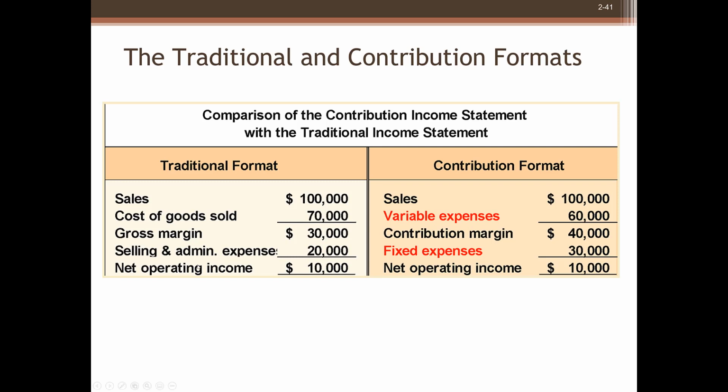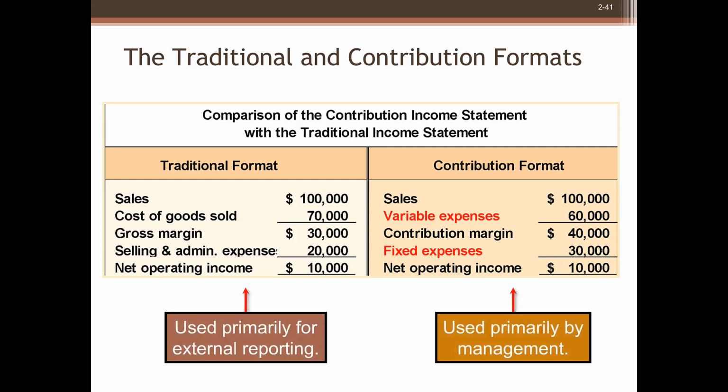The traditional approach organizes costs in a functional format. Costs relating to production, administration, and sales are grouped together regardless of the cost behavior. The traditional approach is used primarily for external reporting purposes. But the contribution format is primarily used by management. We classify expenses by cost behavior, variable or fixed. We start from sales minus variable expenses. You will get a contribution margin, minus fixed expenses. You will get net operating income.